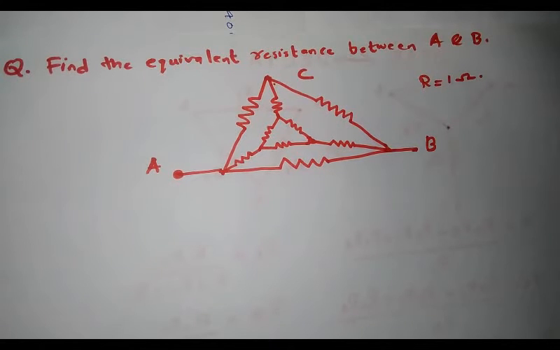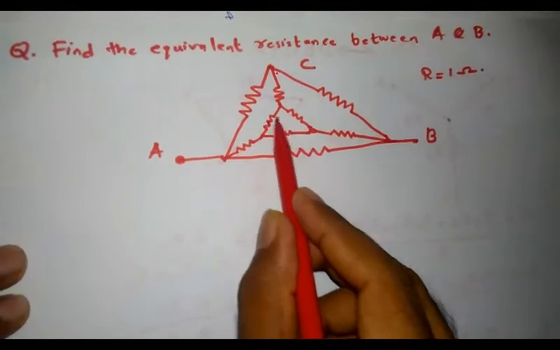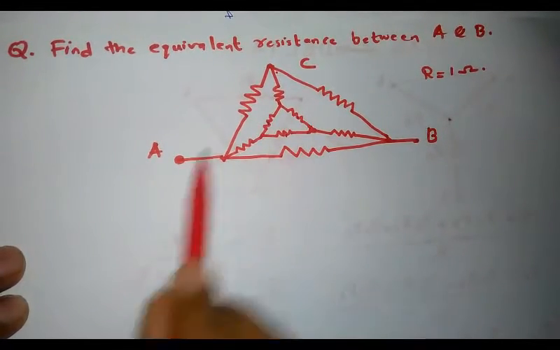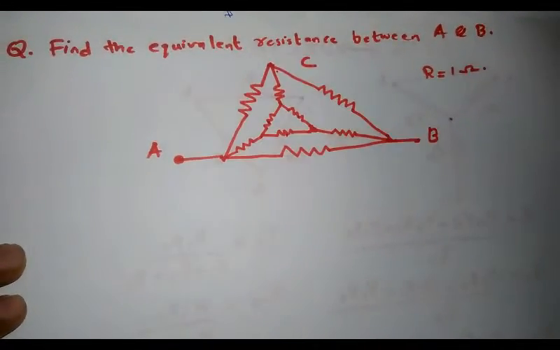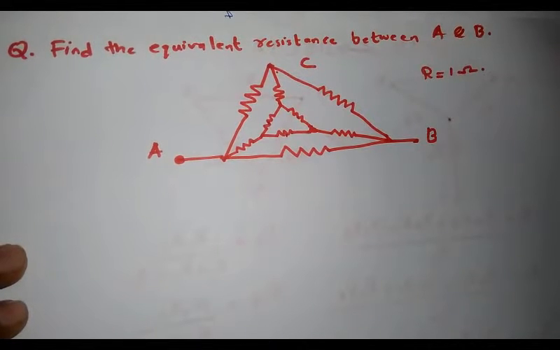Let's start from the center of the circuit. By looking into the circuit, we can see that the center portion of the circuit is a delta connected one. That is, this resistance, this resistance, this resistance, three of them are connected in delta configuration. Therefore, firstly, we have to convert this delta configuration into an equivalent star configuration.